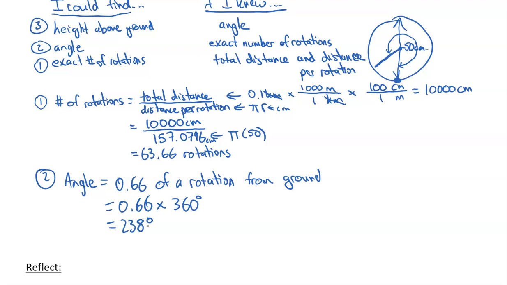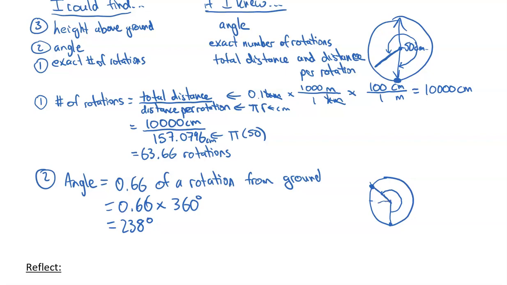And so now we have an angle. We know it's 238 degrees all the way around from the ground up and around. And so that's going to be somewhere more accurately drawn like this. If it's starting at the ground and it went around 90, 180, 238 is somewhere about here.